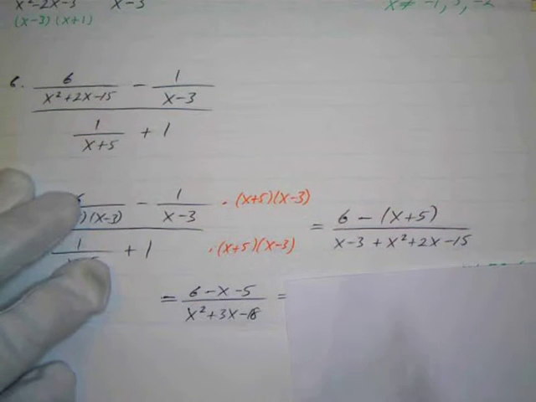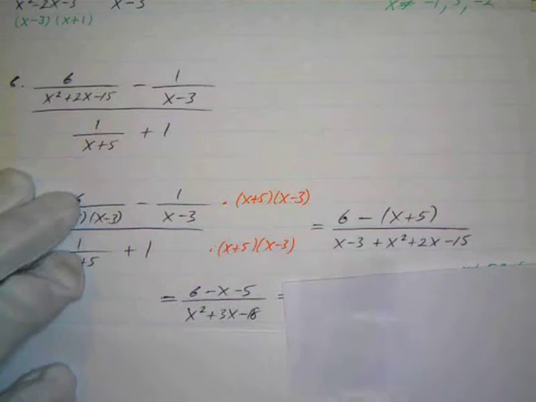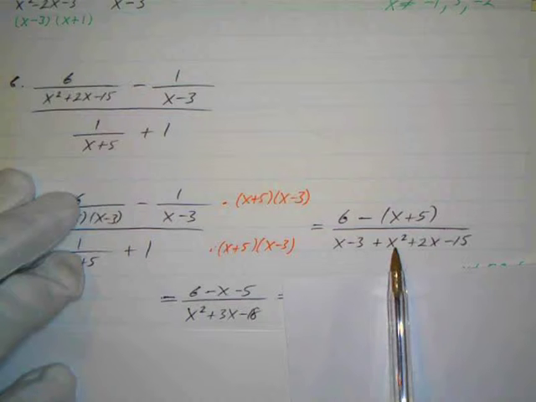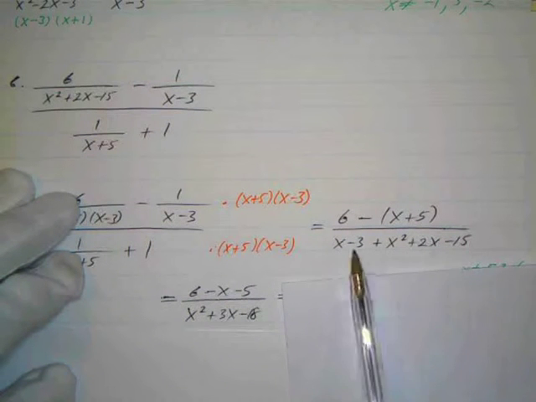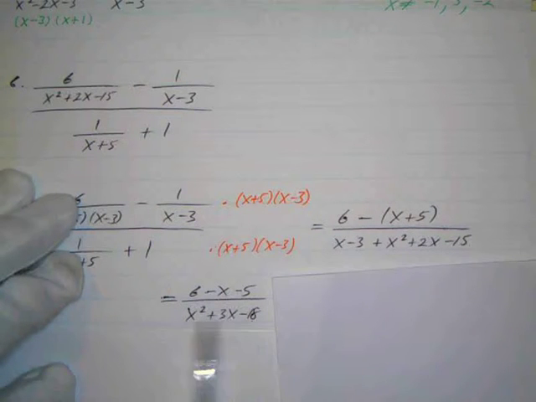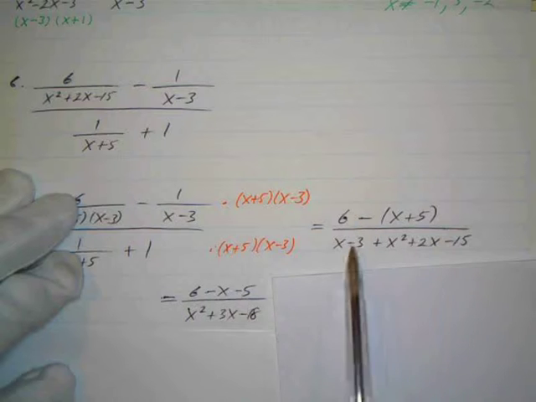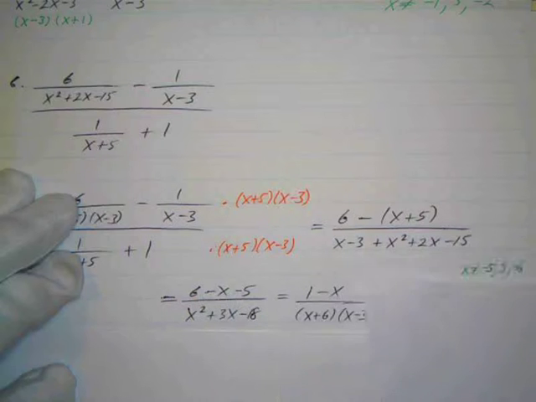And I did an extra step. 6 minus x minus 5 here simplifies to be that. And then I've got an x squared, and then 2x plus x is 3x, and negative 3 and negative 15 is negative 18. So I have this. So by simplifying this numerator and this denominator, we've got this. And then this factors again. 6 times 3 is 18, and they differ by 3, so I'm good to go there. And I can simplify this to be 1 minus x, and this is x plus 6, x minus 3.